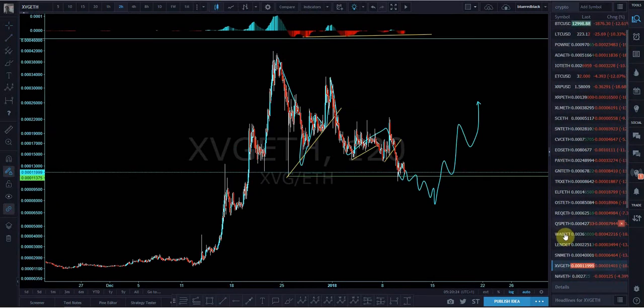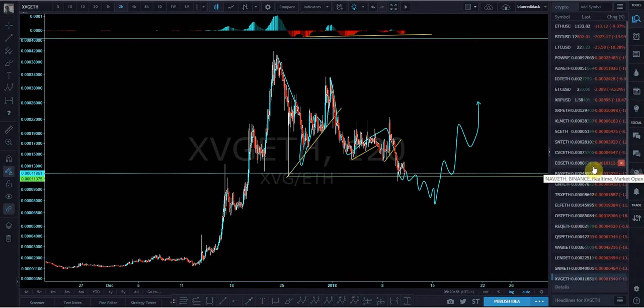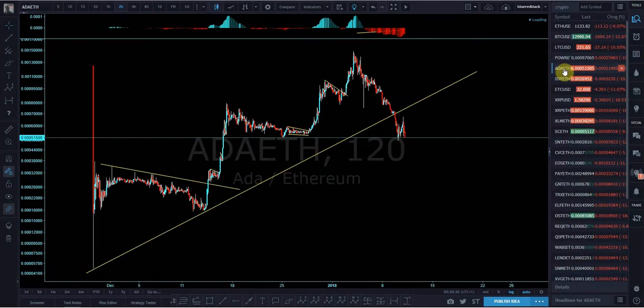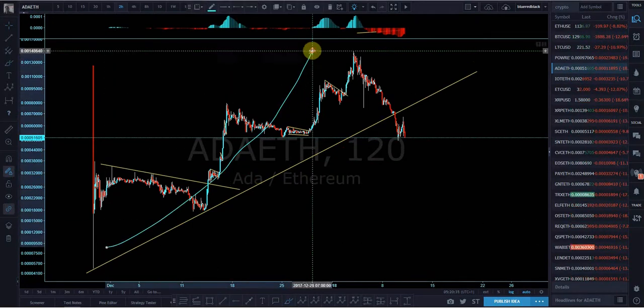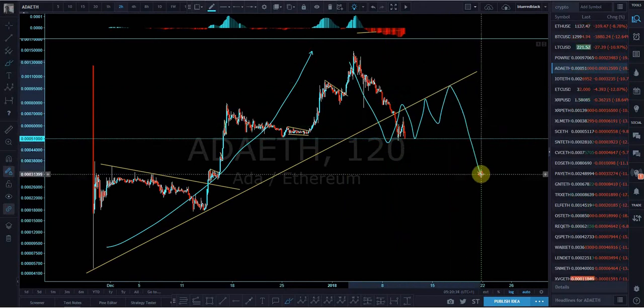Are there any others that I wanted to look at? Maybe Cardano, pretty much the same thing. Cardano, we had an awesome 10x move up, and then we're starting to get what looks like it is going to be a correction.